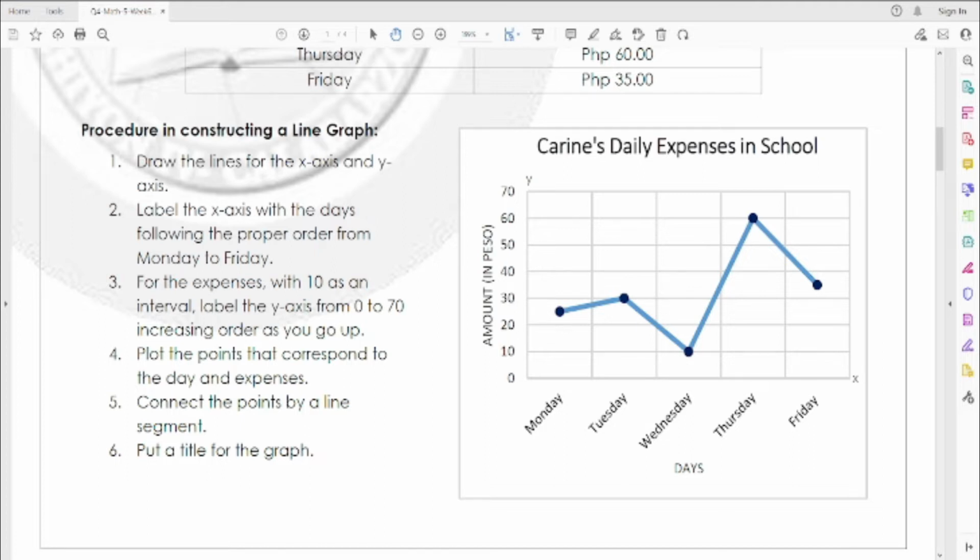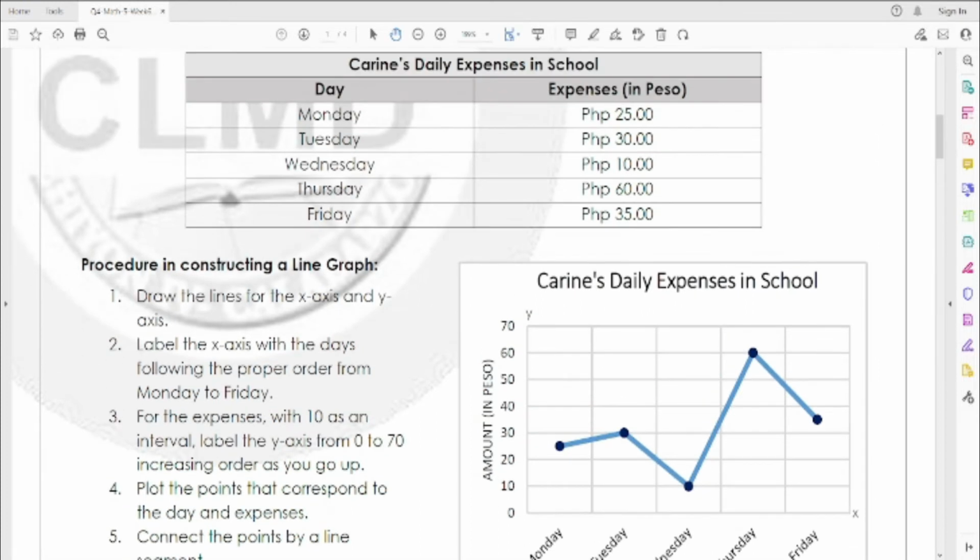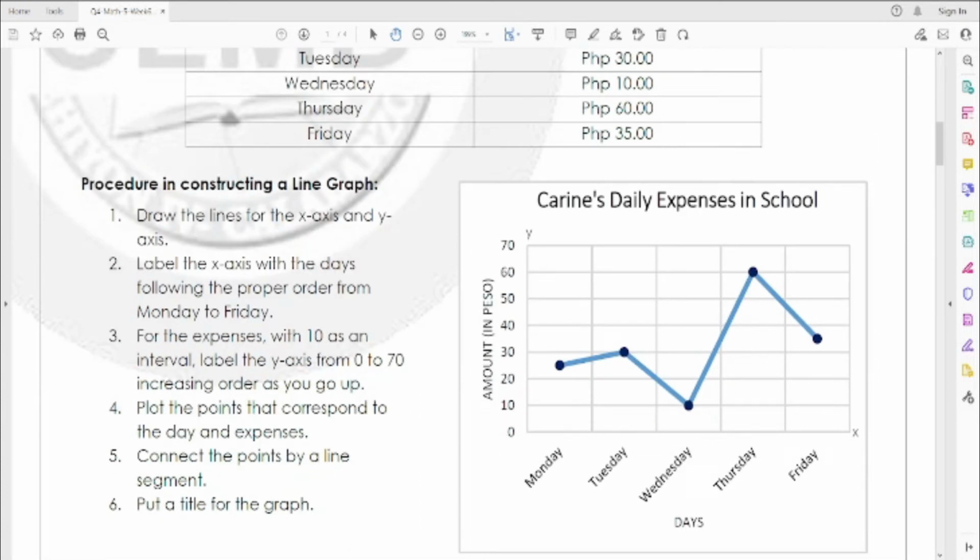Then for the expenses, with 10 as an interval, label the y-axis from 0 to 70. So on the y-axis with an interval of 10, you will start from 0, 10, 20, 30, 40, 50, till 70 pesos. Then plot the points that correspond to the day and expenses. From Monday, our amount is 25 pesos, so it is in between 20 and 30. You will put your dot here.